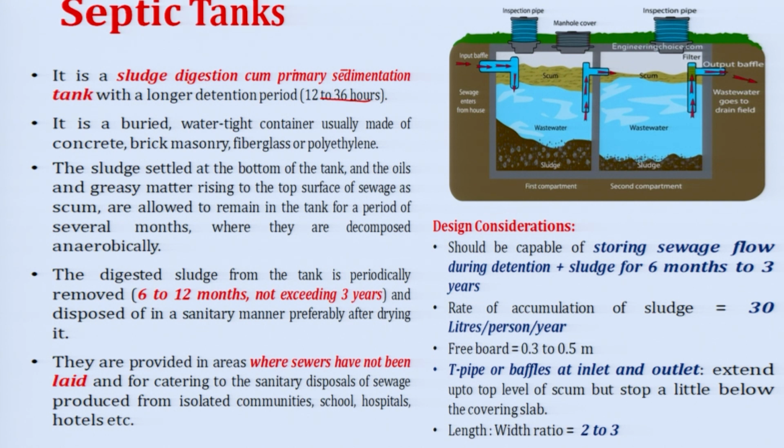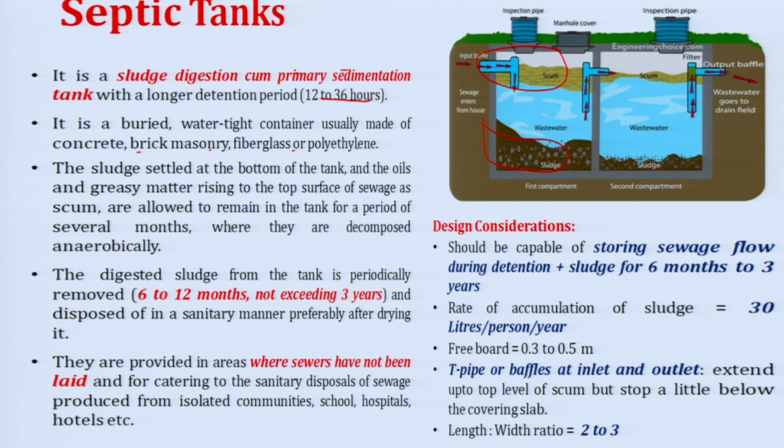It is a buried watertight container usually made of concrete, brick, fiberglass or polyethylene. The sludge settles at the bottom of the tank and the oils and greasy matter rise to the top surface of the sewage as scum. ये देखिए ये वाला है, they are allowed to remain in the tank for a period of several months where they are decomposed anaerobically. तो ये बंद होता है तो ये anaerobically काम करेंगे, right.